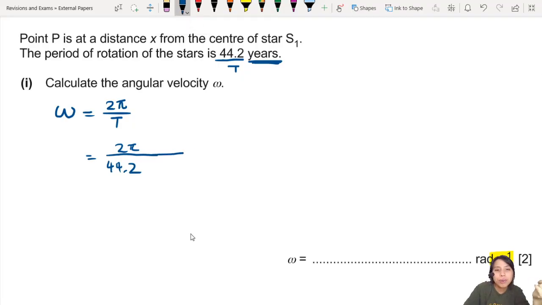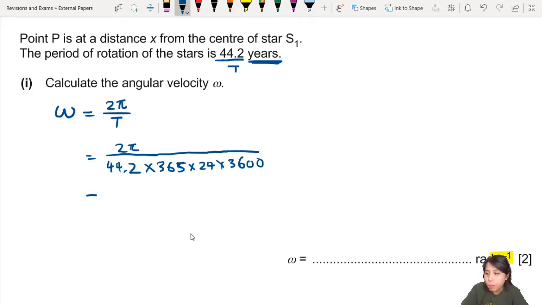So we could say 44.2 years times 365 days. I know you might argue it's supposed to be 364.5, but it's okay, just 365 days per year. Each day has 24 hours, so you multiply by 24 to convert that to hours. And each hour has 3,600 seconds. You multiply all these things to get your final answer of 4.5 times 10 to the negative 9 radians per second. I calculated this one already. Okay, can write that here.